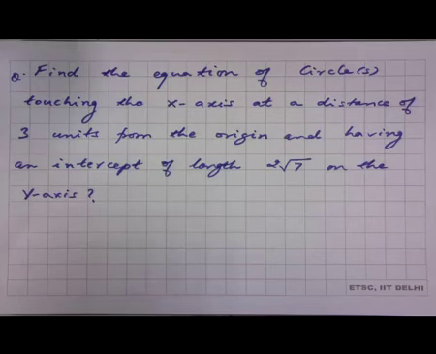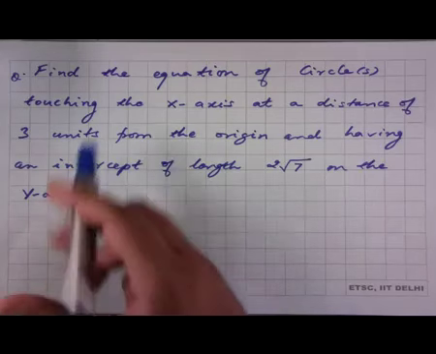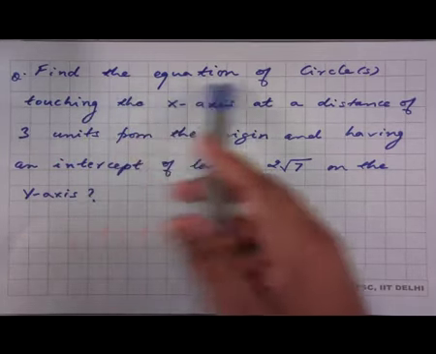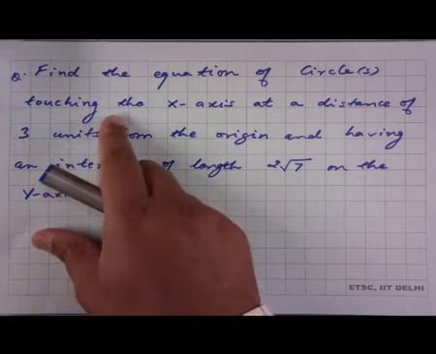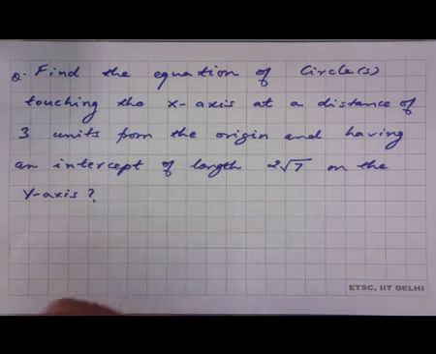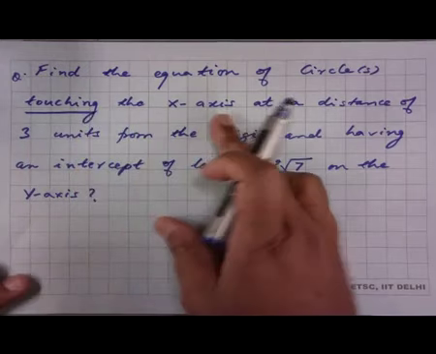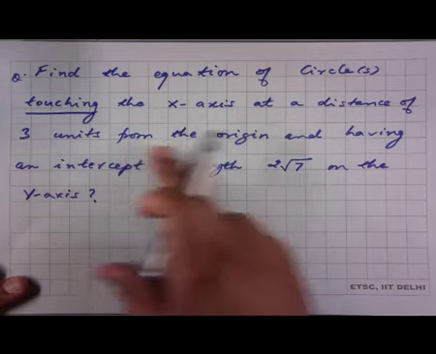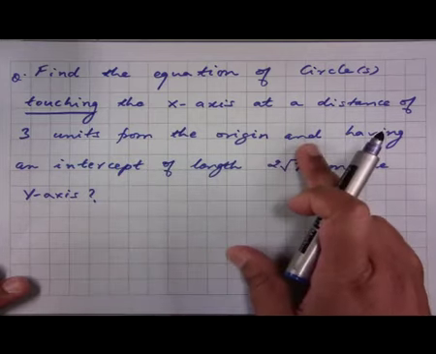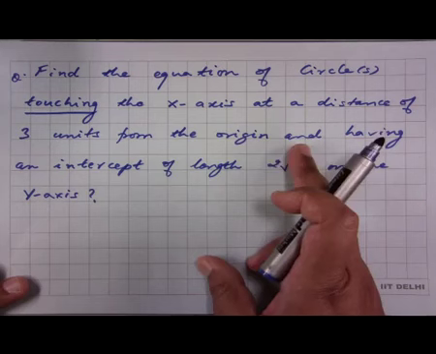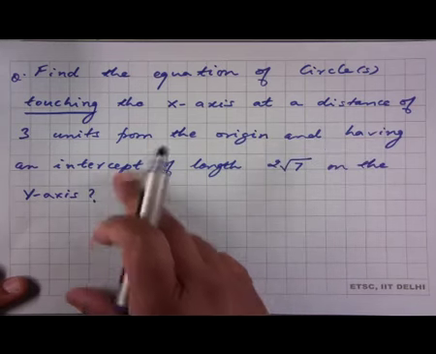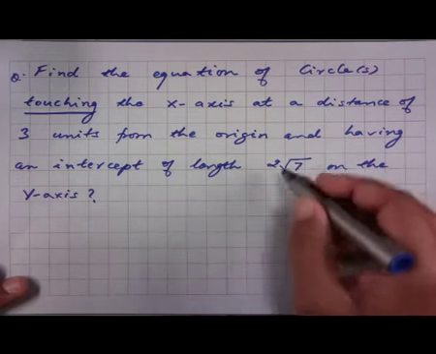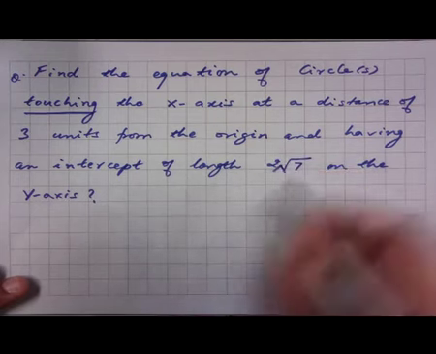So, let us take this problem here. We have to find the equation of a circle which touches the x axis at a distance of 3 units from the origin, and further the circle has an intercept on the y axis of length 2 times square root of 7.